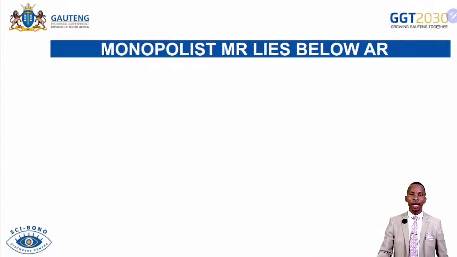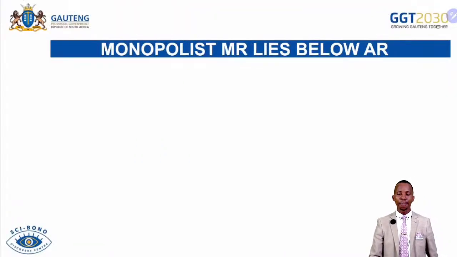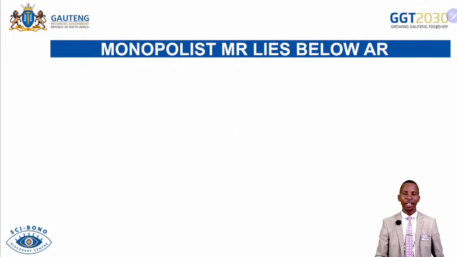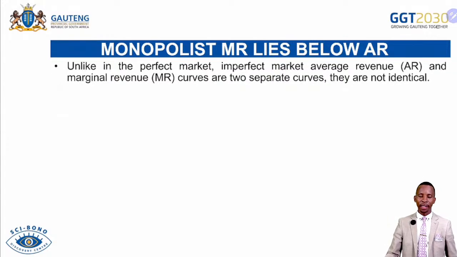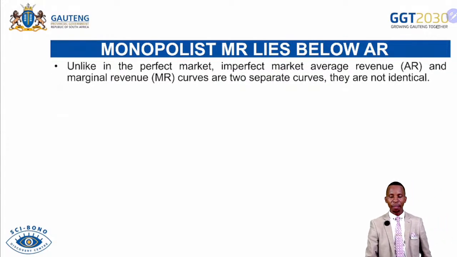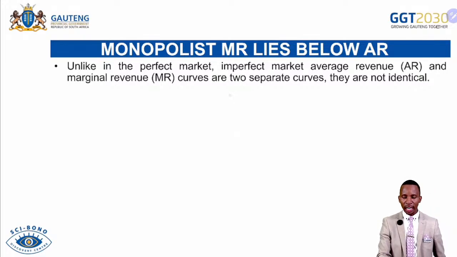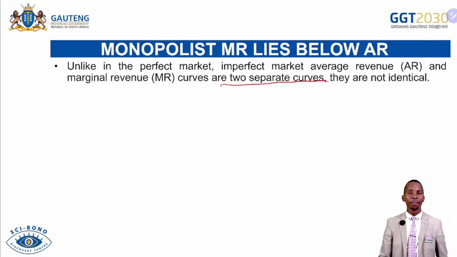And then the monopoly's MR lies below AR. The marginal revenue for the monopoly is always lying below average revenue. Why does it happen like that? Unlike in the perfect market, where average revenue (AR) and marginal revenue curves are two separate curves here, they are not the same.